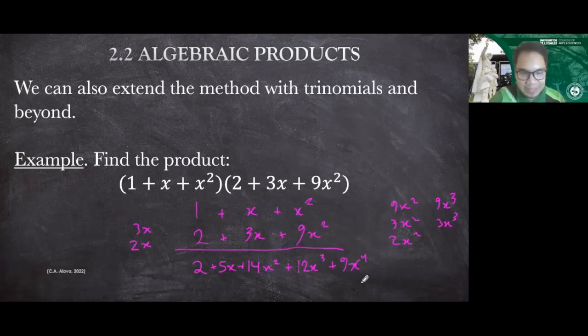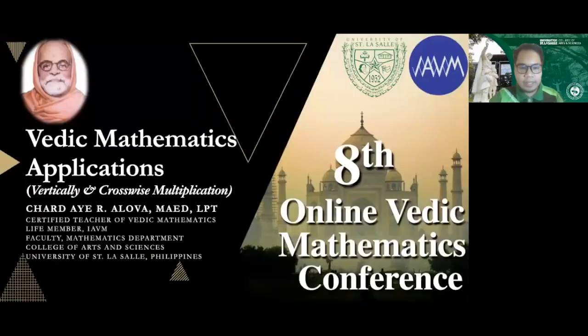We don't really need to specifically write down the FOIL method and stuff, but this will give us a straight one-line fashion for finding the algebraic products. These things that I'm writing at the end, when you get used to it, you don't need to write specifically. So that's the end of my presentation. That's one of the applications of Vedic mathematics, which is vertically and crosswise multiplication.